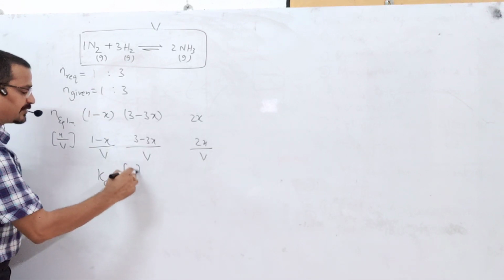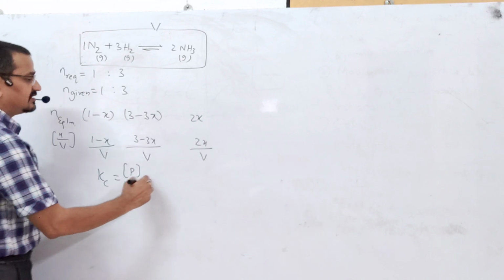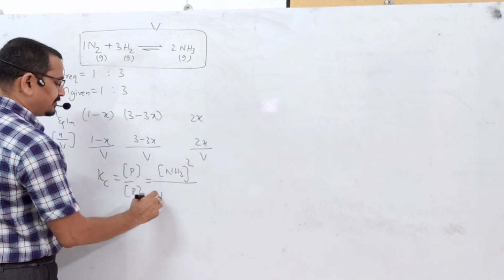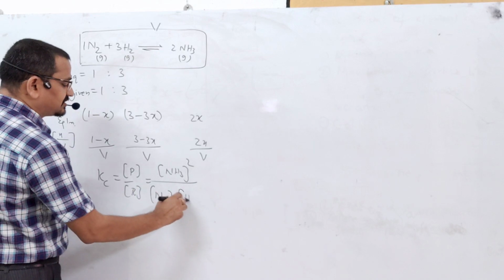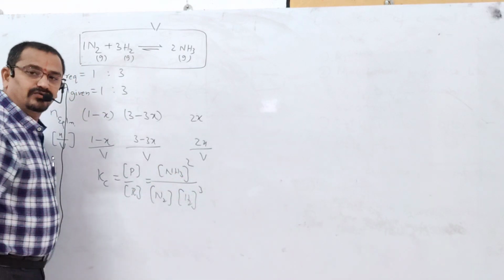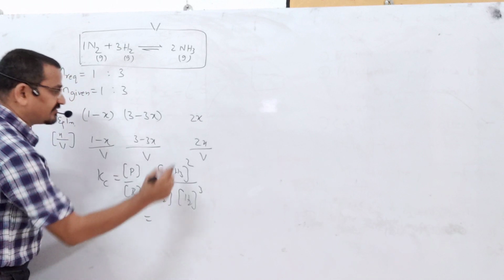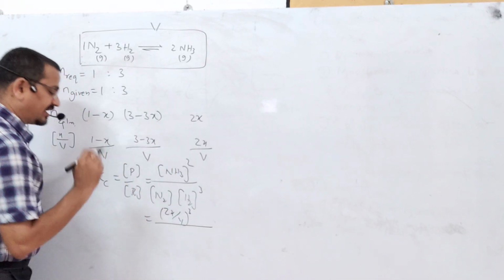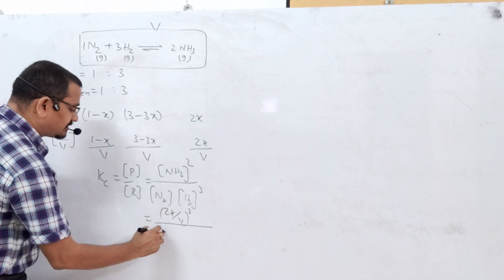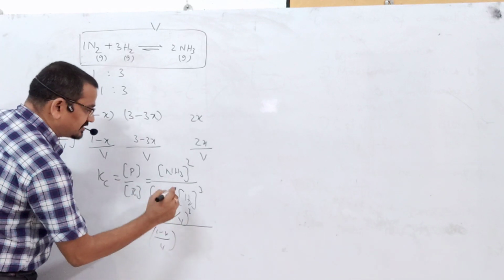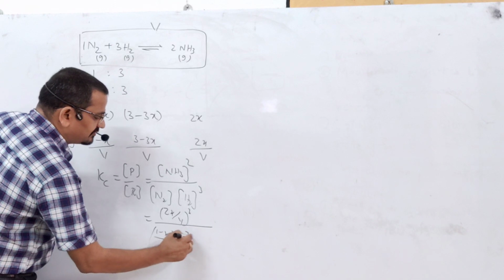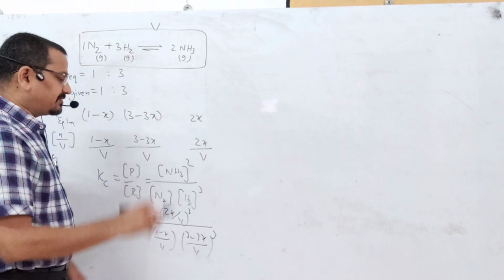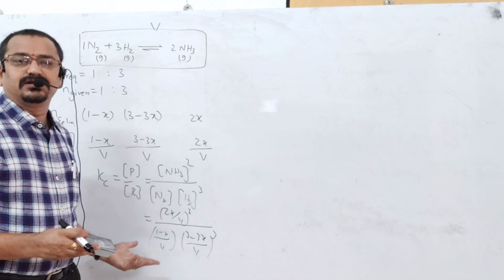Kc is concentration of products by concentration of reactants. That is concentration of ammonia raised to the power of its coefficient over concentration of nitrogen into concentration of hydrogen to the power 3 coefficient. So what is concentration of ammonia here? 2x over V whole power 2, by concentration of nitrogen, 1 minus x by V, into concentration of hydrogen, 3 minus 3x by V, whole power 3. That's it. Rest of the procedure is quite common and simple also.